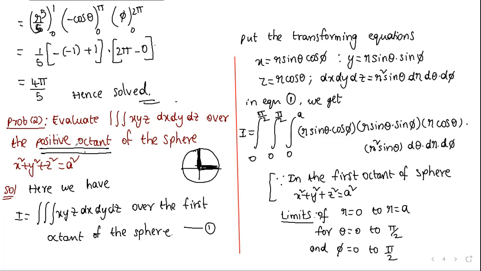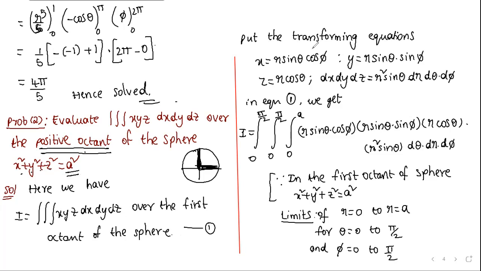When the first octant is mentioned, the lower limit is always starting with 0, and the sphere is x square plus y square plus z square is equal to a square. What is the radius of the sphere given here? It is a. So here we have I is equal to the triple integral of xyz dx dy dz over the first octant of the sphere. So this is equation 1.